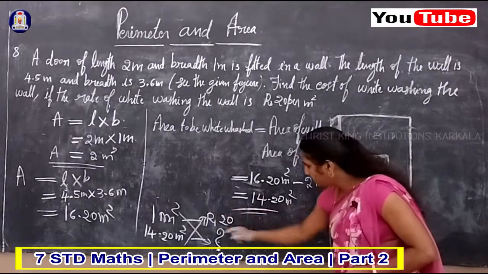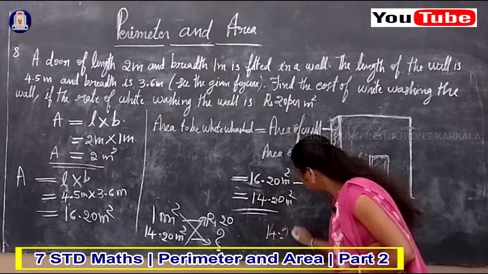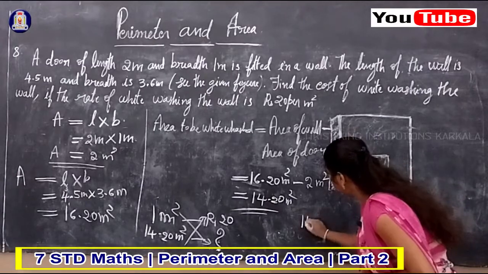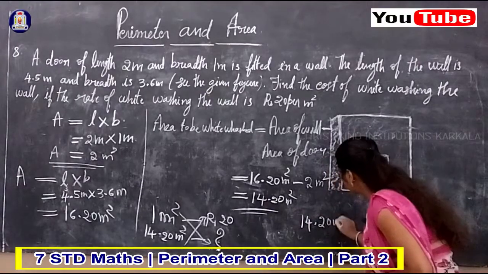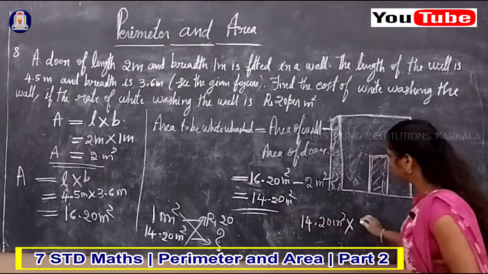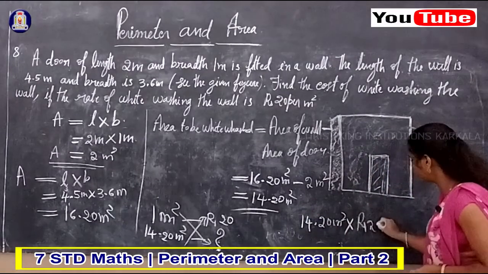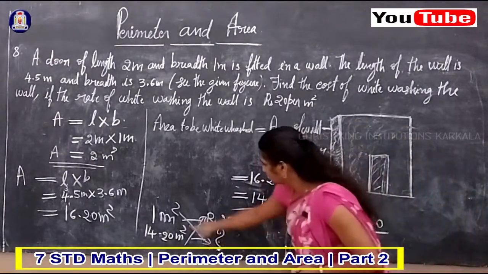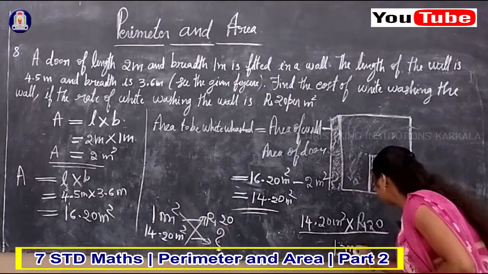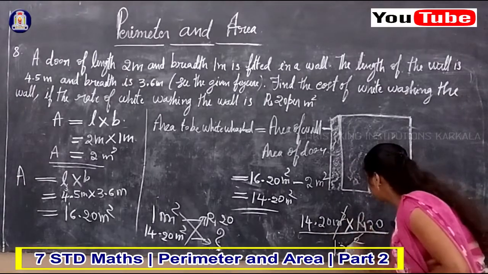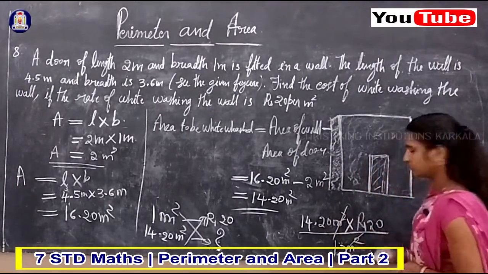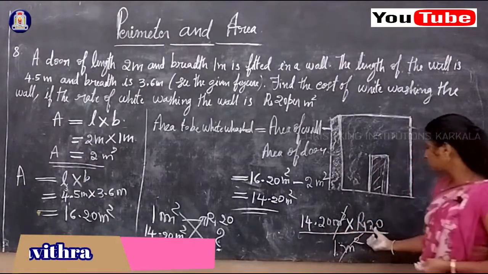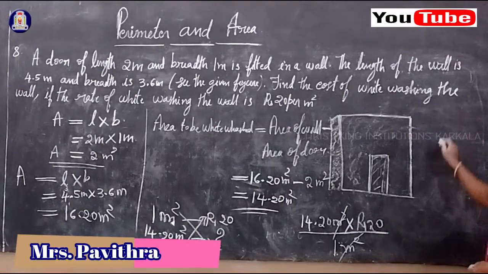So now, 14.20 meter square into 20 rupees, this into this divided by this into this, which is 1 meter square. So meter square and meter square cancel. What is remaining? 14.20 into rupees 20. Okay, we'll multiply this.